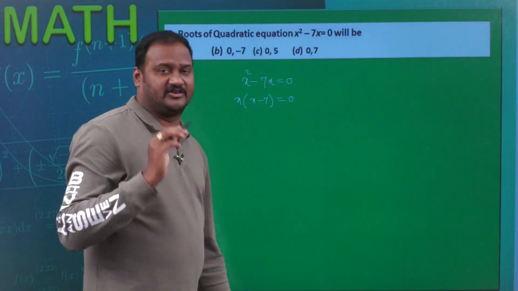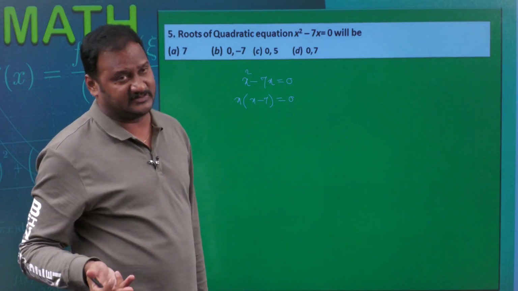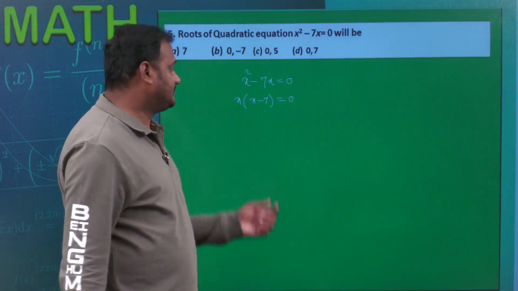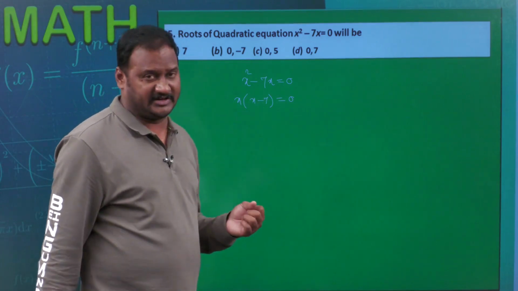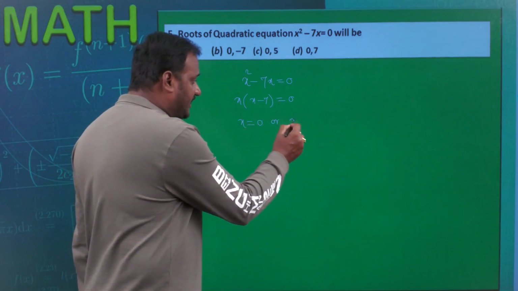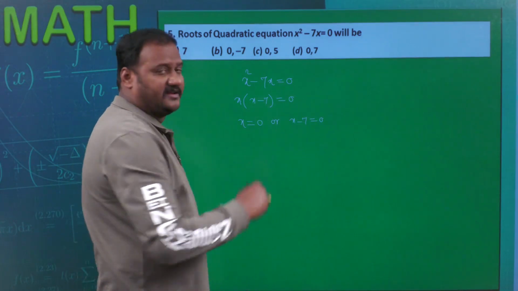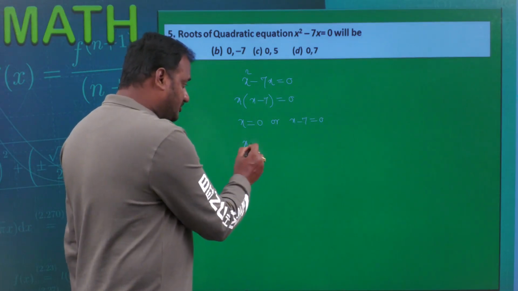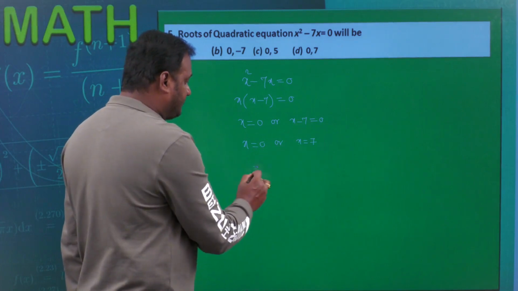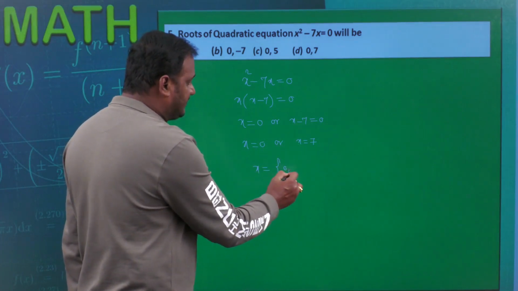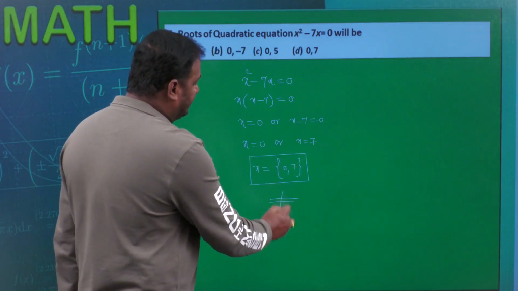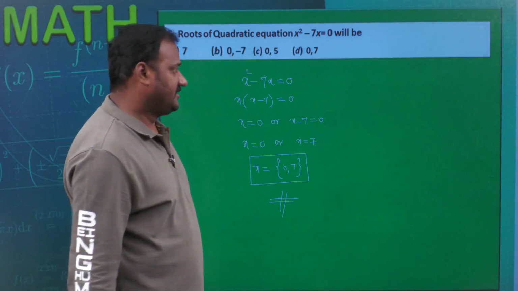So here you need to think logically about the possibilities. What are the possibilities? Product of two terms is equal to 0. What are those two terms? x is one term, x minus 7 is one term. So product of two terms equal to 0, then either first term equal to 0 or second term is equal to 0. x is equal to 0 is also one of the roots, or x minus 7 equal to 0, x is equal to 7. Therefore, the values of x are 0, 7. So these are called the roots of the given quadratic equation. You understand? Right.